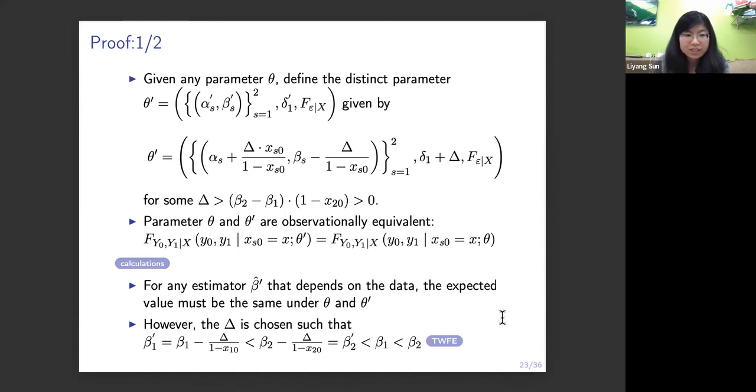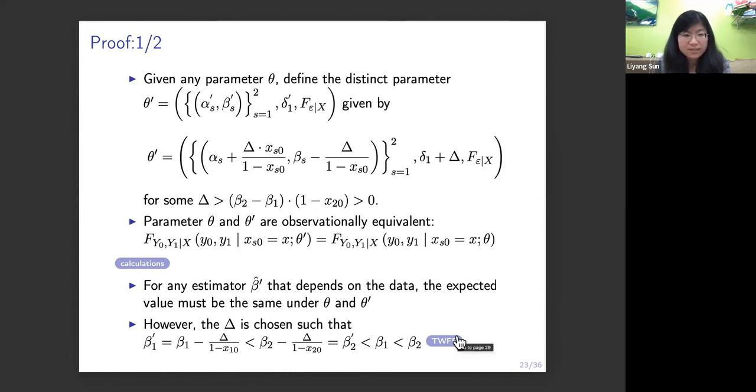However, we constructed the perturbation delta in such a way that the range of the true coefficients beta 1 and beta 2 versus beta 1 prime and beta 2 prime will not overlap. And this means that the estimator, the estimated beta hat prime, cannot have an average value that's lying within the range of true coefficients under both theta and theta prime.